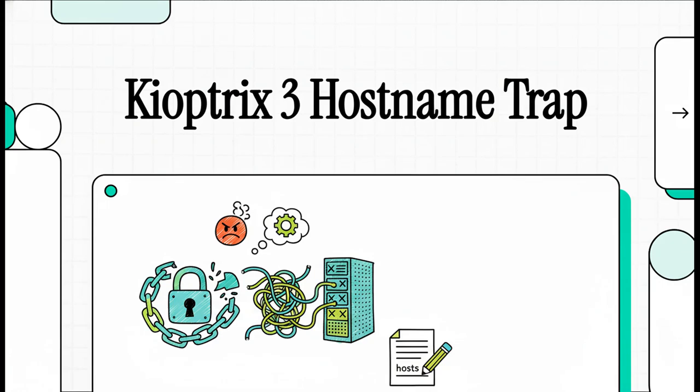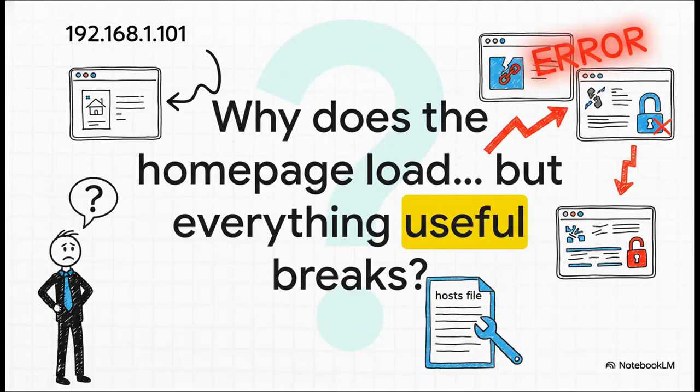Welcome to The Explainer. Today, we are going to tackle one of those problems. You know the one. It's a special kind of frustration that hits everyone working through the Kioptrix labs, where you think you're on the right track, but the machine just refuses to play ball. Okay, let's just dive right into this crazy scenario.